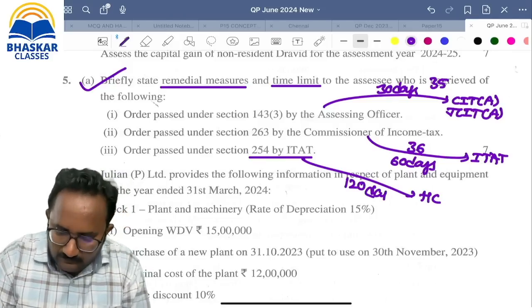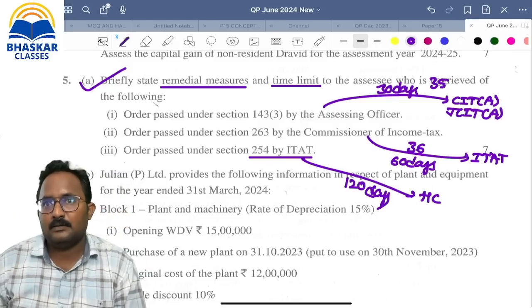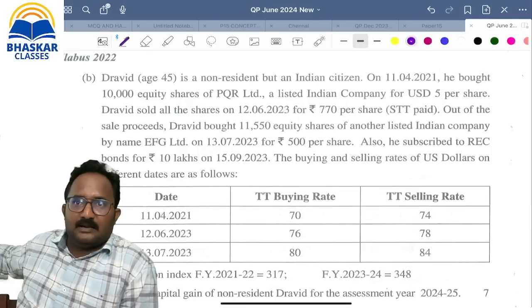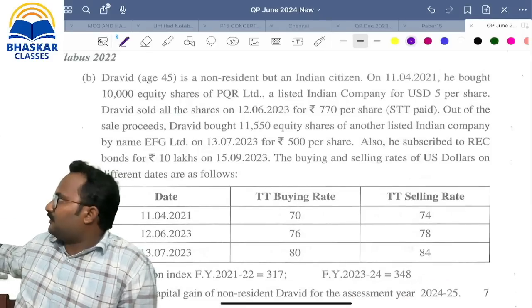This is a question they gave for 7 marks. Still, you are waiting for past marks. And next, one more bonus question is given, on non-resident, a direct question from the study material. In CA Final also, this question is not there, I think.